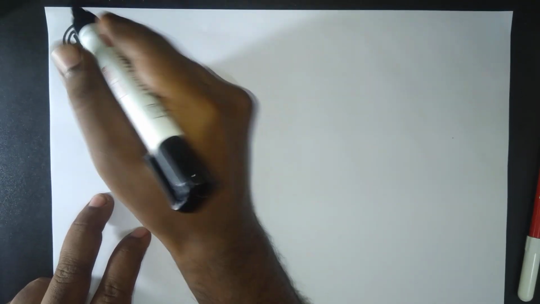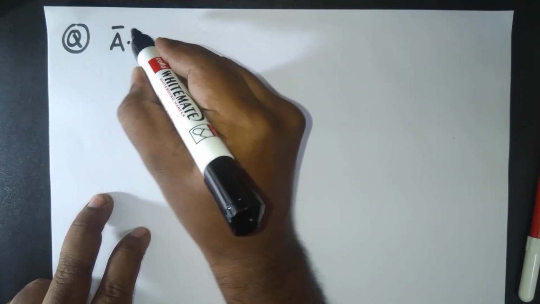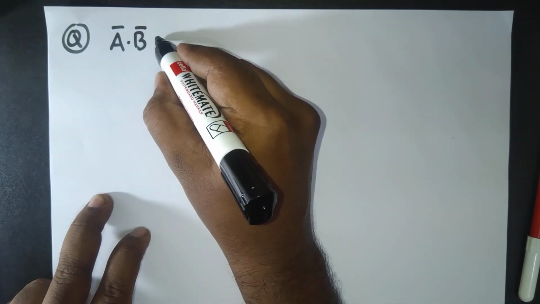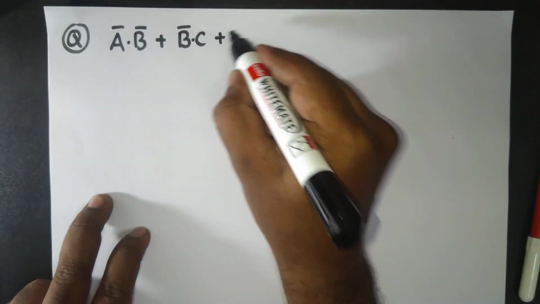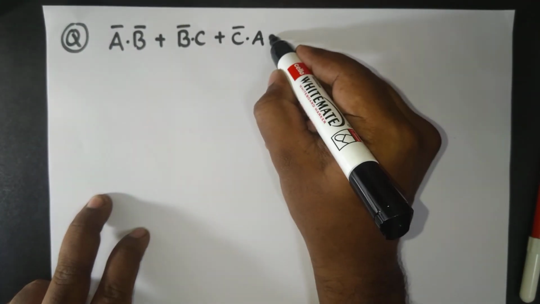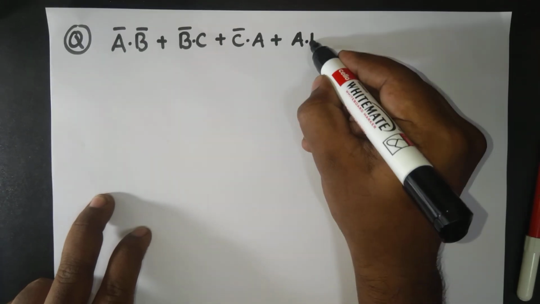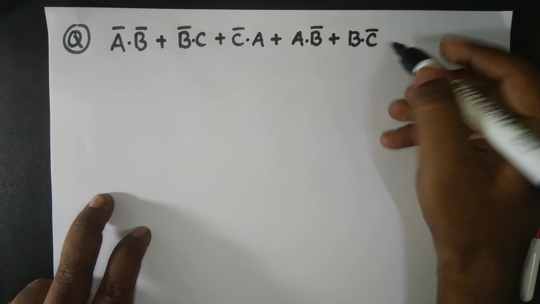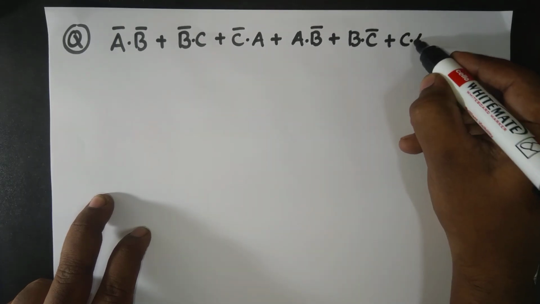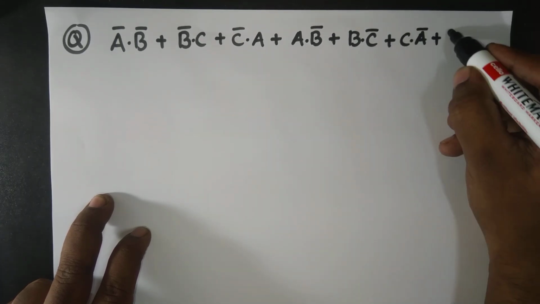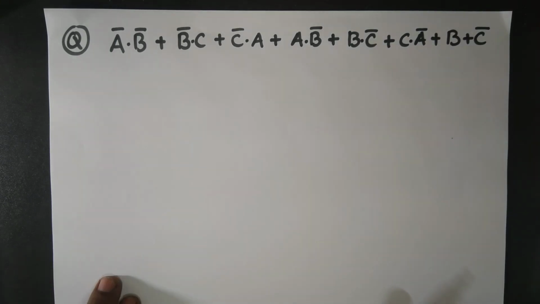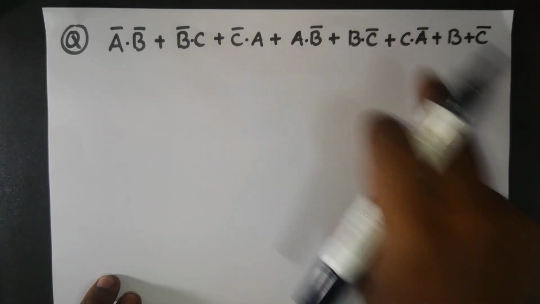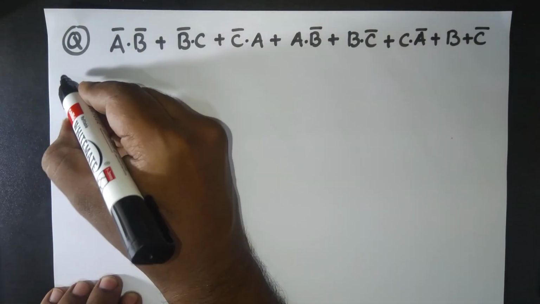Say the question is this. Given to you: A complement and B complement, or B complement and C, or C complement and A, or A and B complement, or B and C complement, or C and A complement, or B or C complement. Now simplify this Boolean expression for its answer.